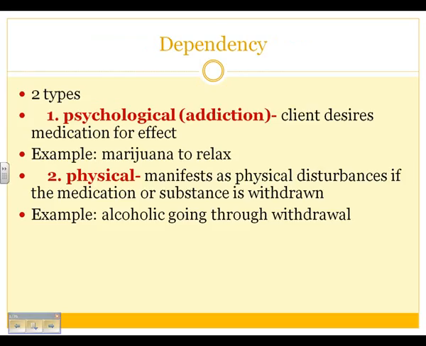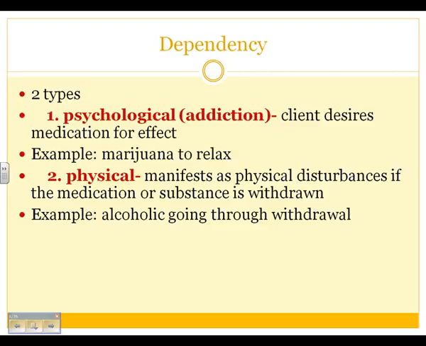There are 2 types of dependence. There's a psychological dependence, which we typically think of as the addiction, where the patient craves that medication for the effect that it gives them, such as marijuana to relax. They crave that reaction that they get from it. And there's also physical dependence, which will manifest as physical disturbances if the medication is withdrawn. And which one do you think that we see a lot? You can see it with any of them, but alcohol is what we'll see a lot in the hospital.